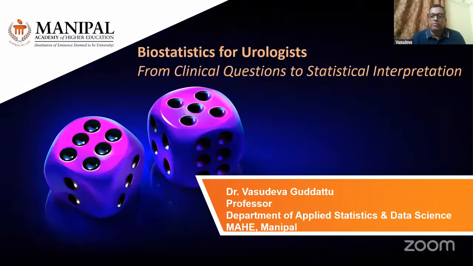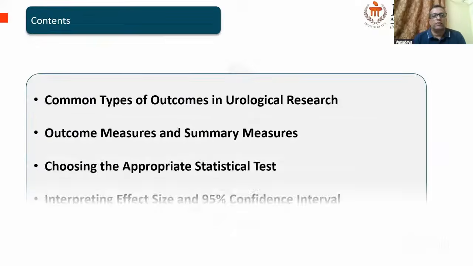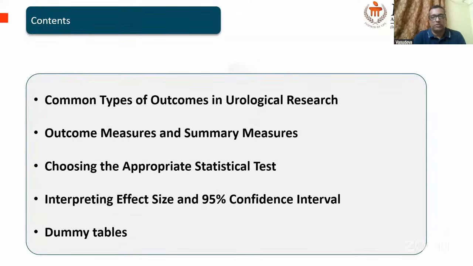So good evening, everyone. My name is Vasudev. I'll be introducing the basic concepts of biostatistics for urologists. So the contents are these: common types of outcomes in urological research, different types of outcome measures and summary measures we'll be using, choosing the appropriate statistical test, interpreting the effect size and the 95% confidence interval, and how to present the results.